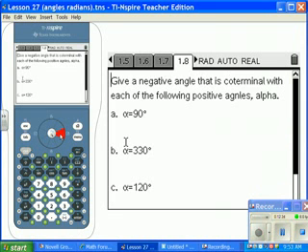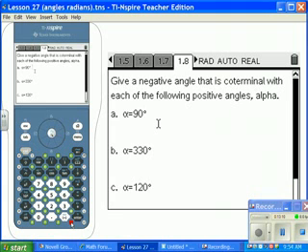All right, so given a negative angle that is coterminal with each of the following positive angles, coterminal. I didn't catch that. Oh, come on. Oh, it's doing it again? I've been pretty good about spelling lately.